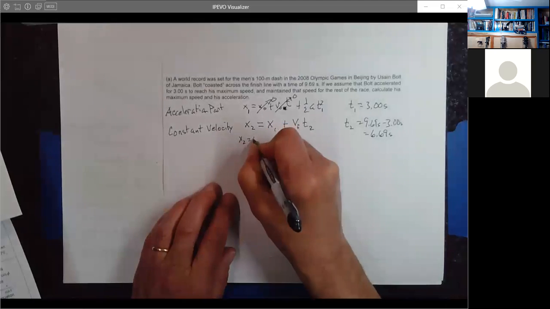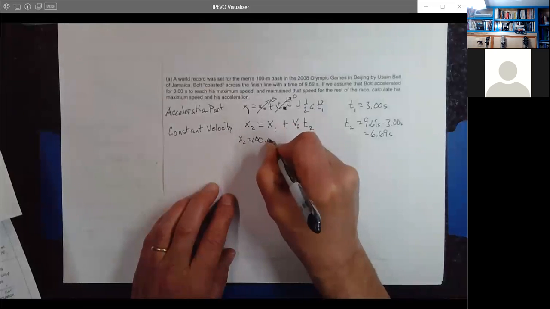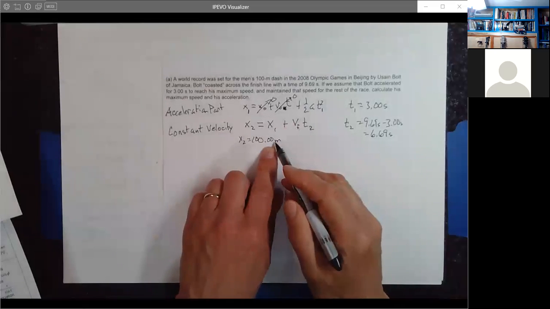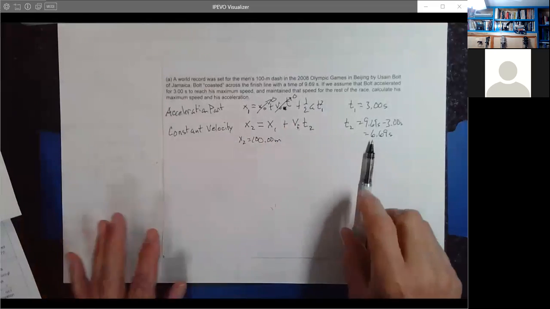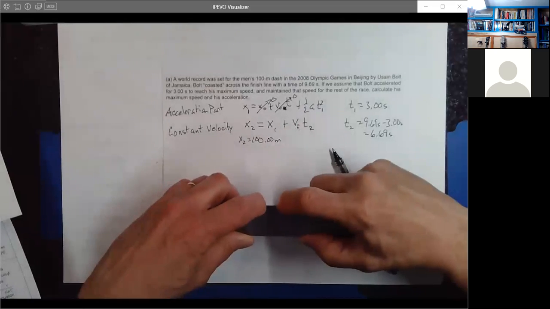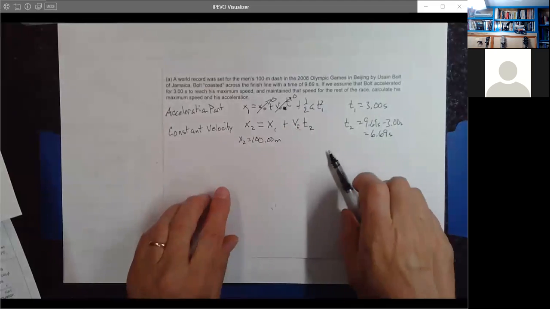X2 is 100 meters. And I'm going to call it 100.00 meters and just figure that it was measured to the nearest centimeter. And I'm sure they would measure it even more precisely than that. So that's a centimeter. For these world championship and Olympic races, they measure the distances extremely carefully.